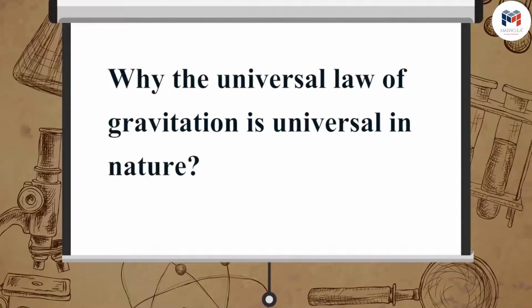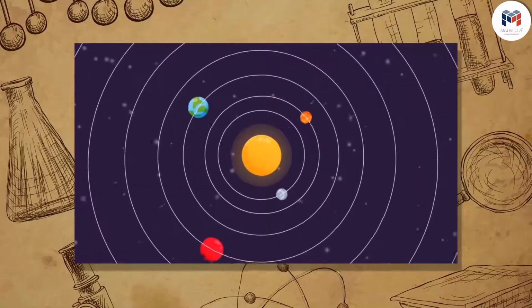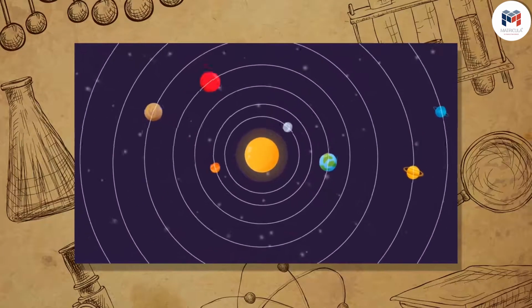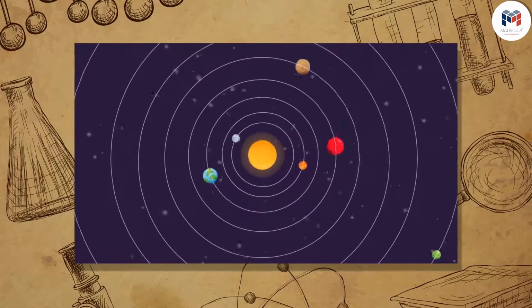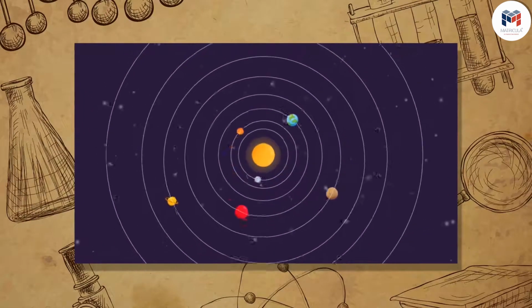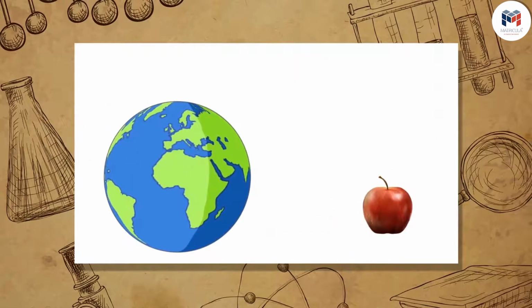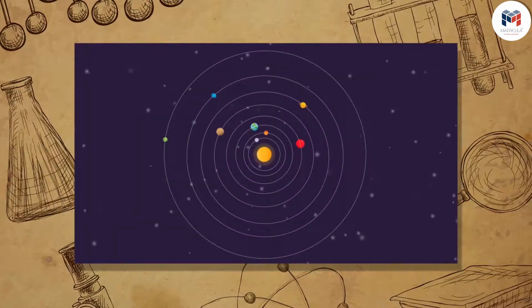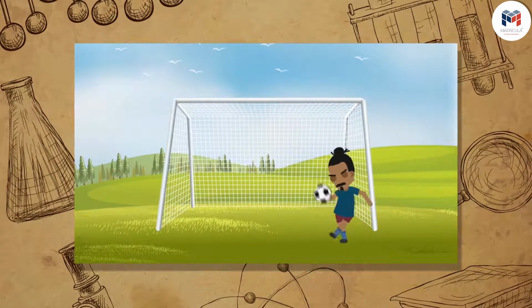Now, can you tell why the universal law of gravitation is universal in nature? It is because the law is applicable to all the bodies in the universe. Whether the bodies are big or small, whether terrestrial or celestial, the law applies to all.